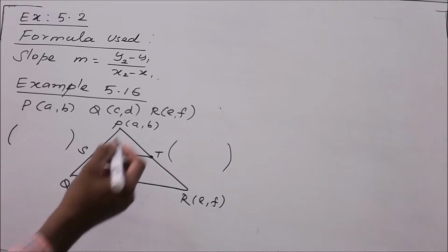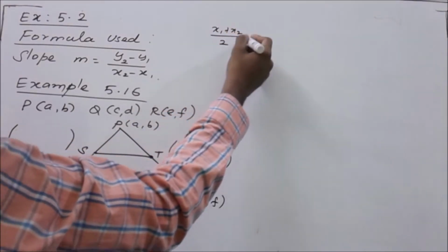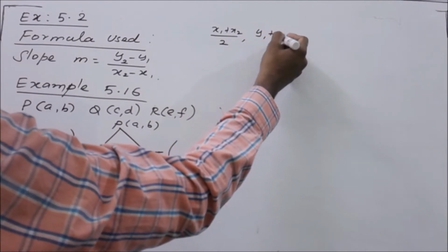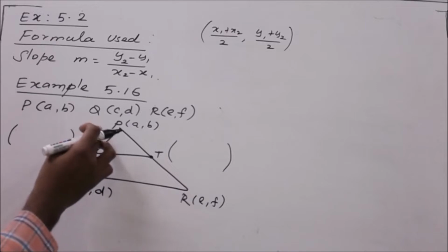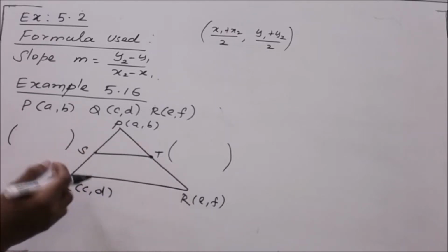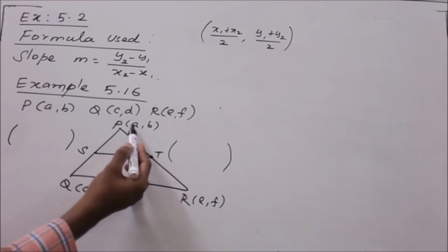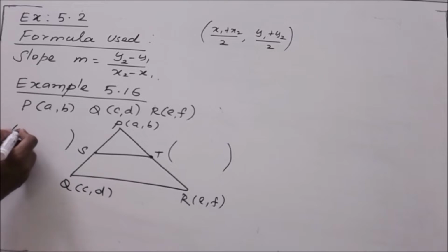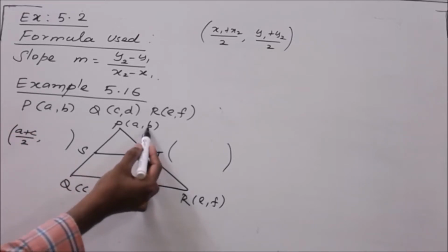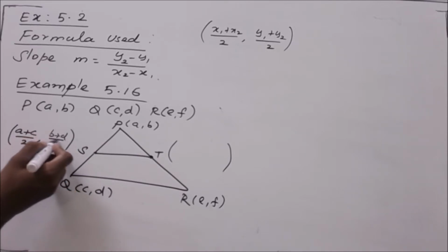What is the midpoint formula? (X1 plus X2) by 2 comma (Y1 plus Y2) by 2. You should first find the midpoints S and T. That means add these two values of the X coordinate and divide by 2. Therefore (X1 plus X2) by 2 means (A plus C) by 2. That is S, comma, and (B plus D) by 2.